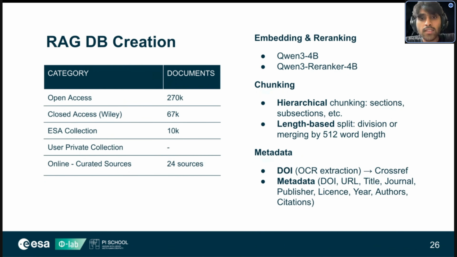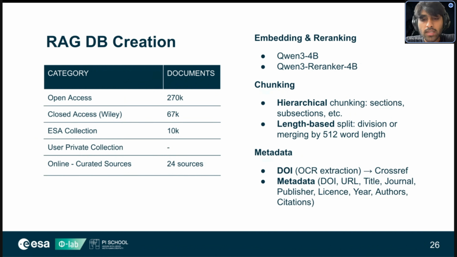And for the re-ranker, we again used the Qwen3 family, which is a 4 billion parameter model. To create these chunks, we did two major things. First is hierarchical chunking. If you take an article, there are going to be headings and specific sections like abstract and introduction. You want to split them in a way that maintains the integrity of each of these sections. That's what we did in hierarchical-based chunking.